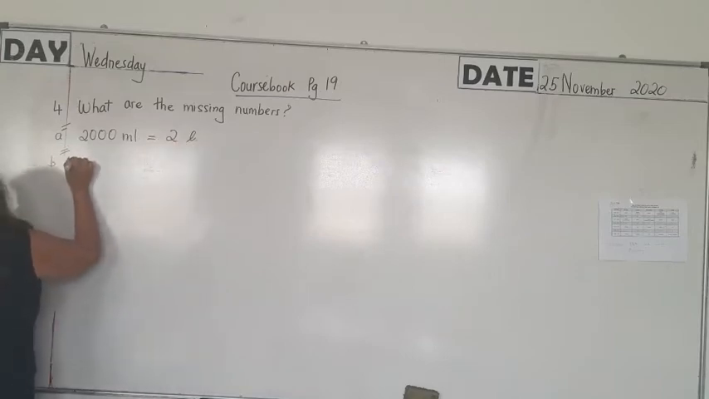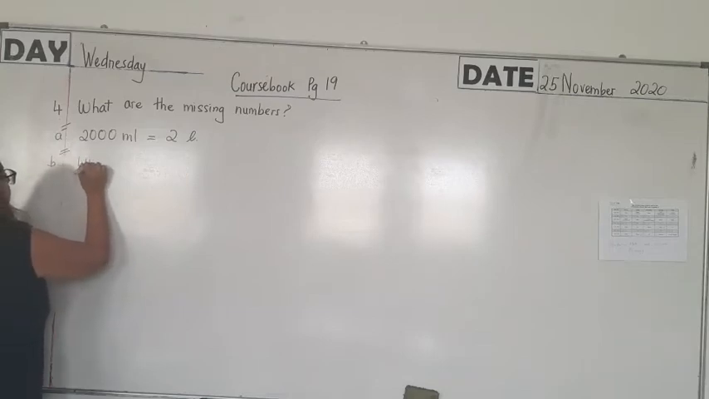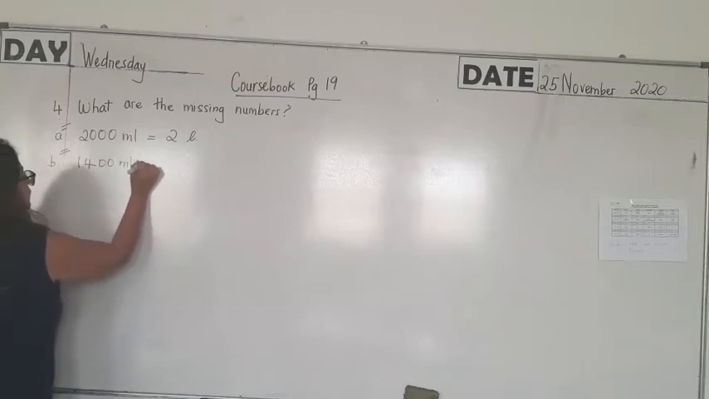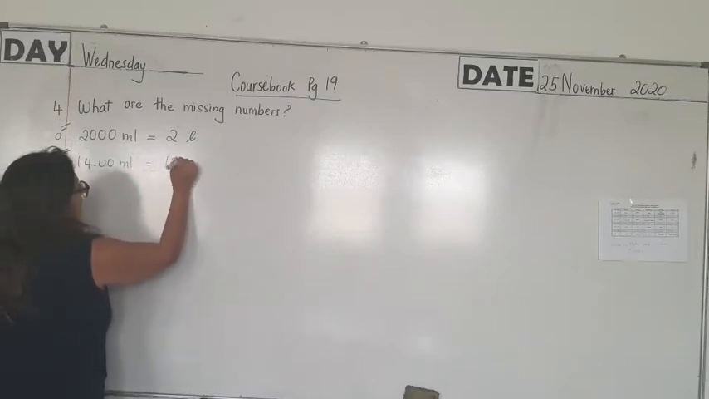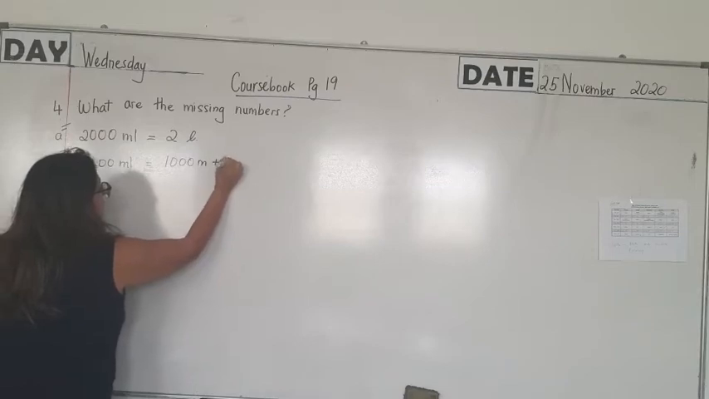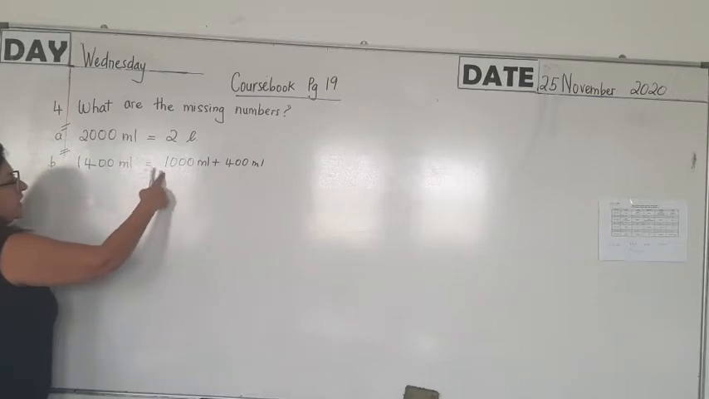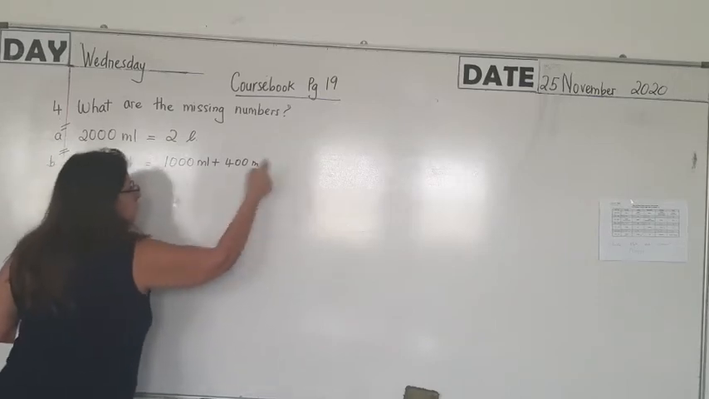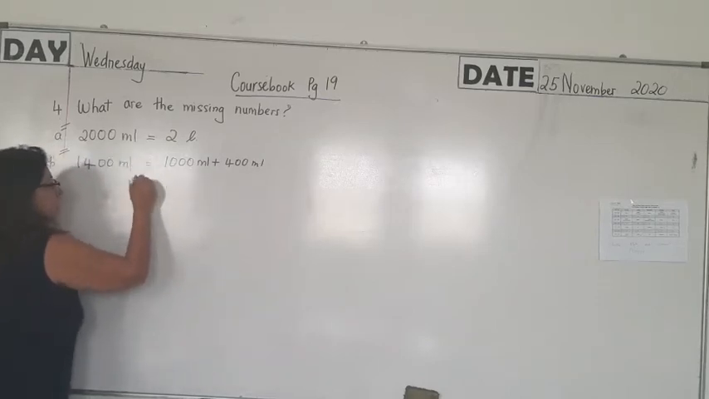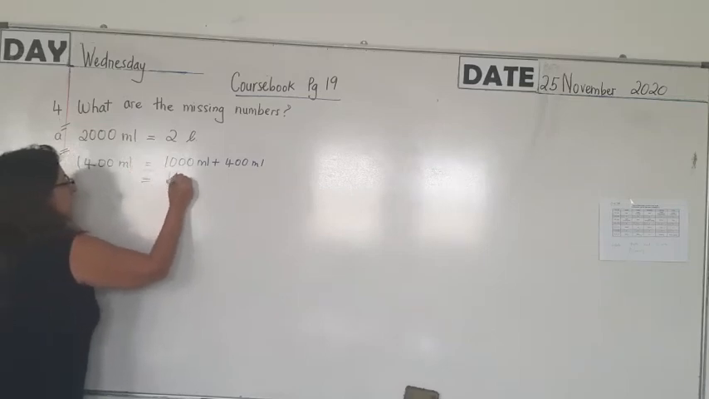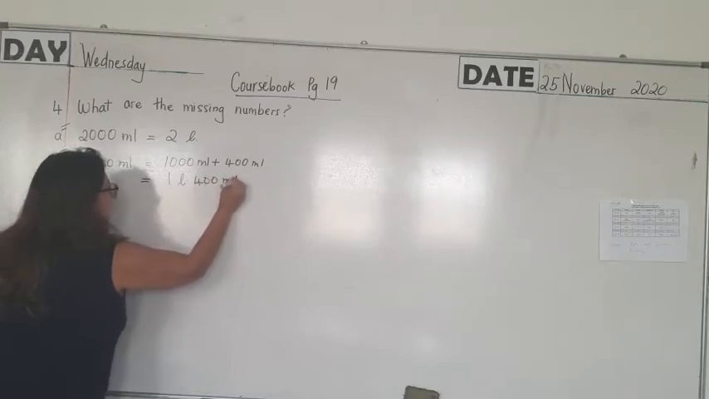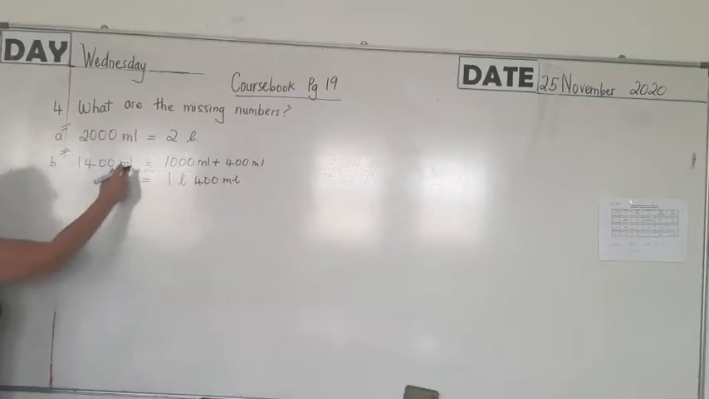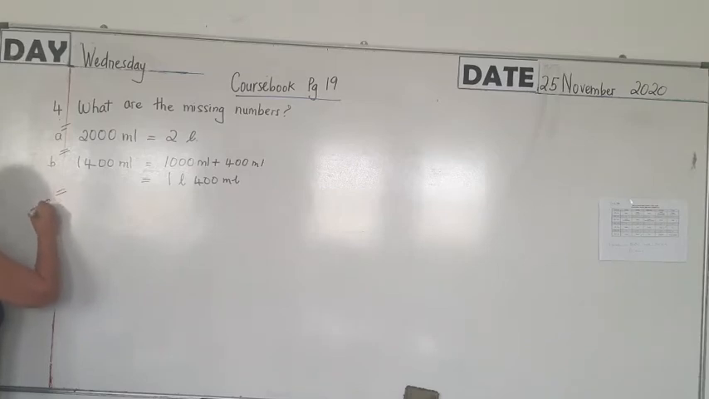Then B, 1400 ml. So what you do first is take out the thousands. So this is 1000 ml plus 400 ml. Now please remember, you must not write like choo-choo train, below over here, one below the other. So this is 1 liter and 400 ml. Please follow the way I'm showing on the board.